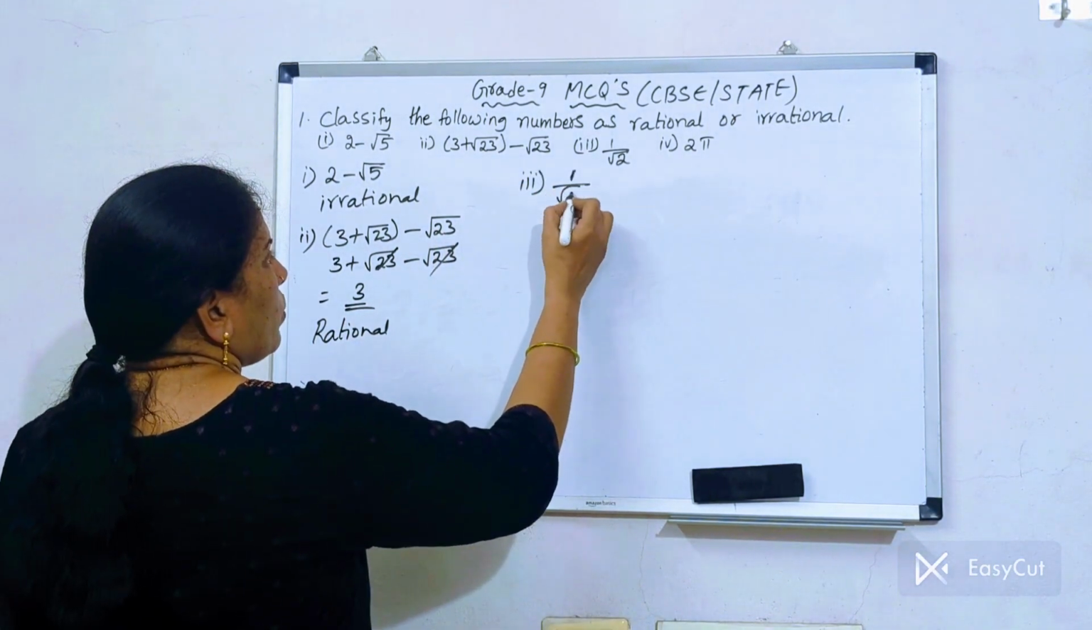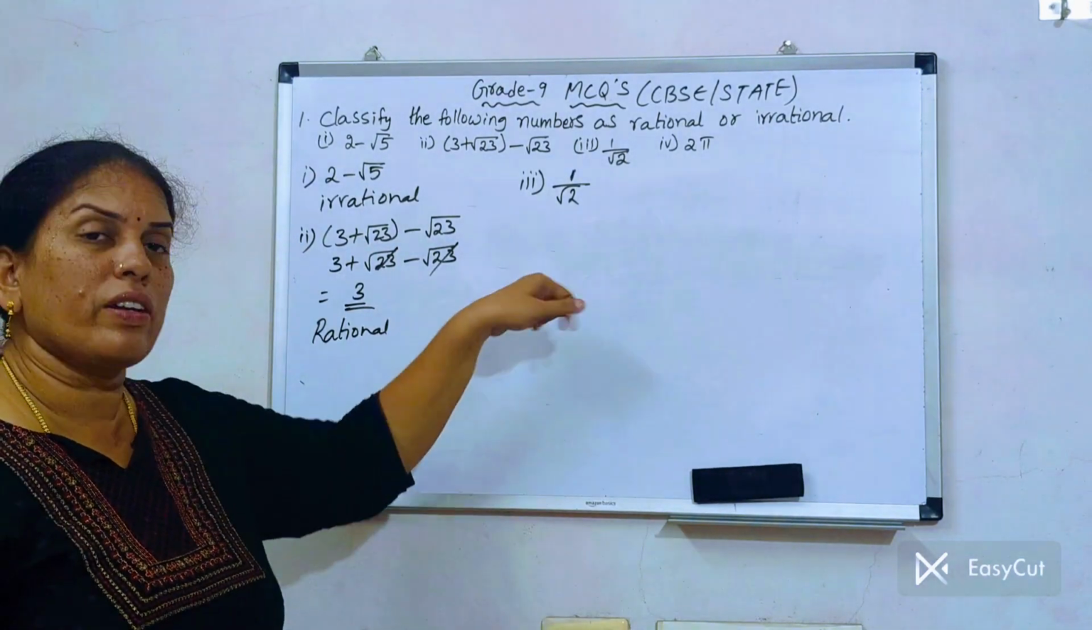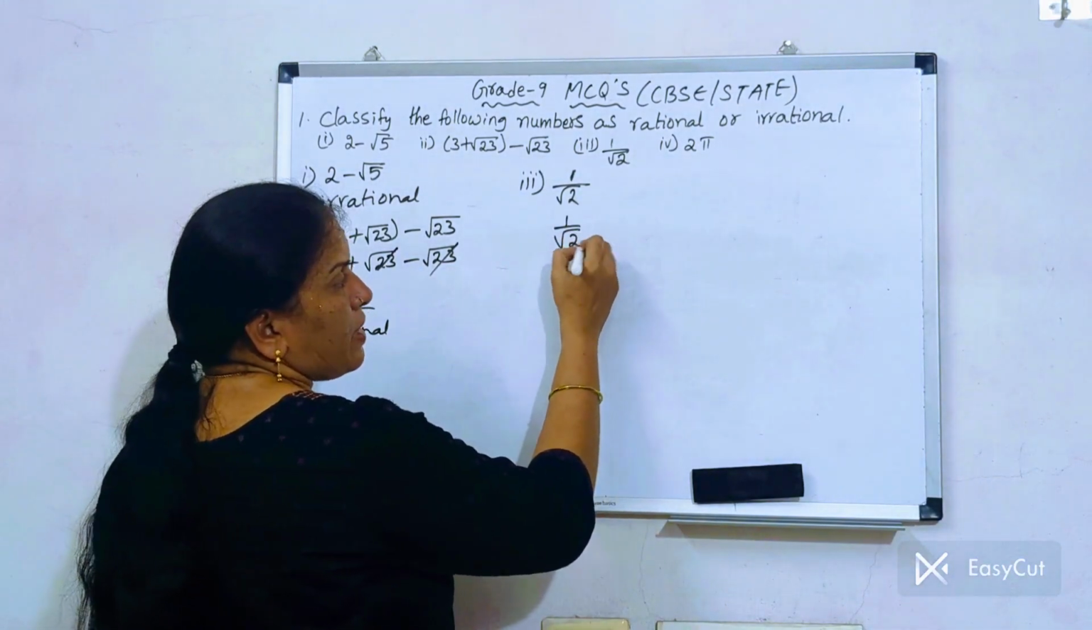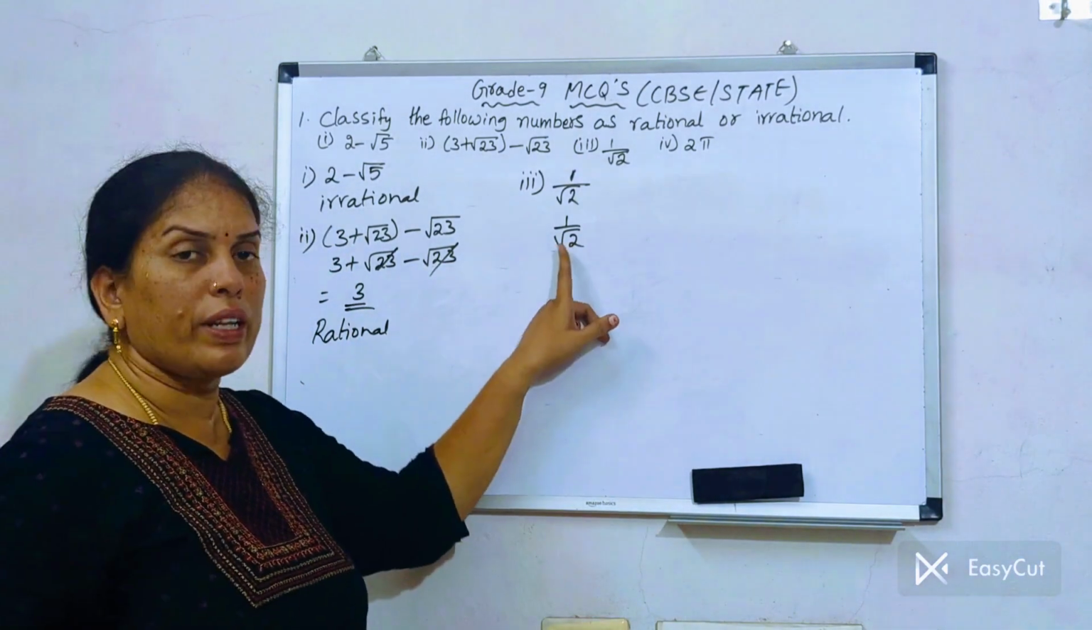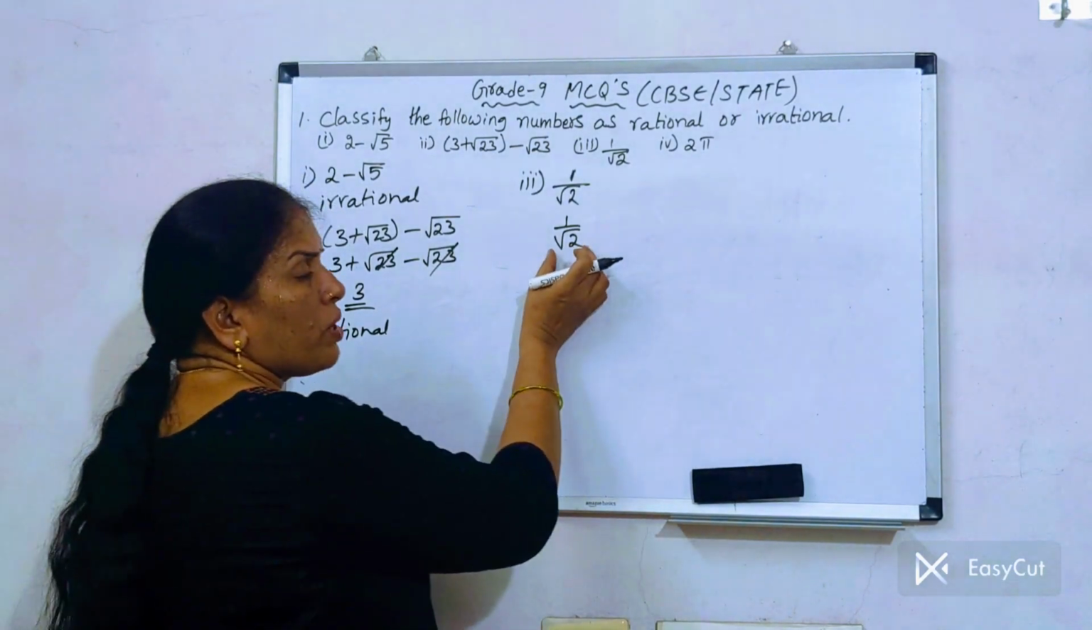1 by root 2. Is this a rational number or irrational number? We will calculate and we will find out the answer. 1 by root 2 means, see here, in the denominator root is there. We will remove the root. How can we remove the root? Here root 2 is there, no?